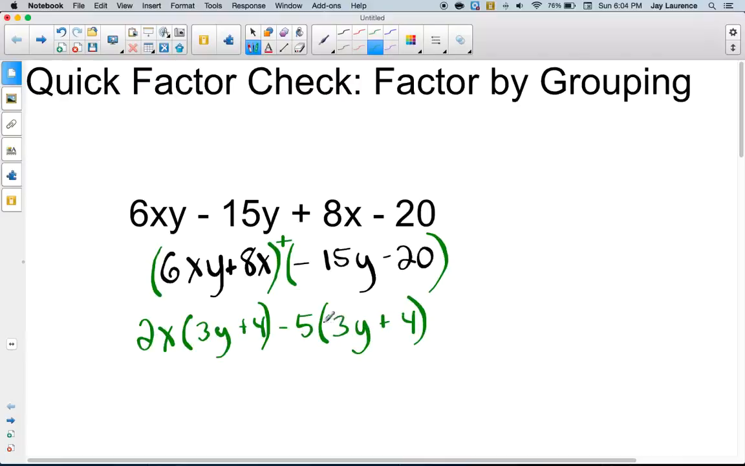Over here I have two factors, a 5 times 3y plus 4. Did I repeat myself? I sure did. A 3y plus 4. I'll factor it out. It's the GCF. And I'll be left with a 2x from the first set, and the second set will leave me with a minus 5. And there you go. I get the same exact answer.